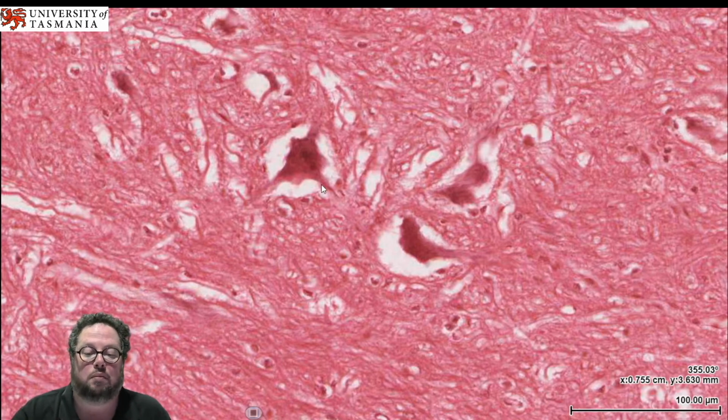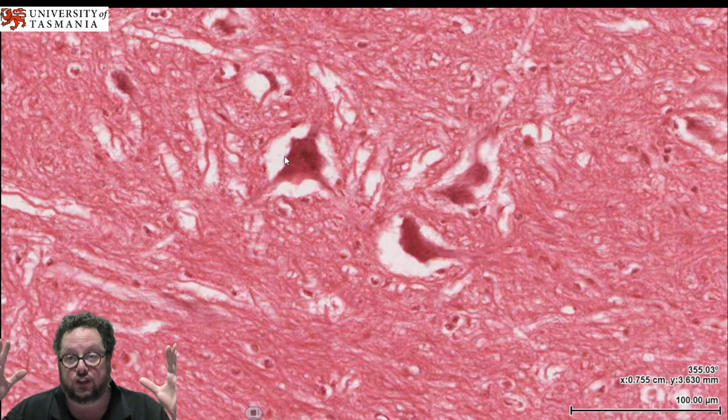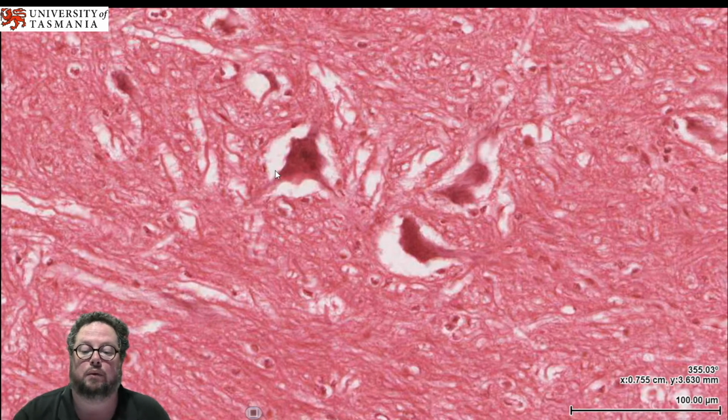And this white space, this little halo, is actually a shrinkage artifact. When we process for microscopy, we dehydrate the tissue, and that tends to shrink the tissue, and so it ends up with this white space. It's an error introduced through processing for microscopy.